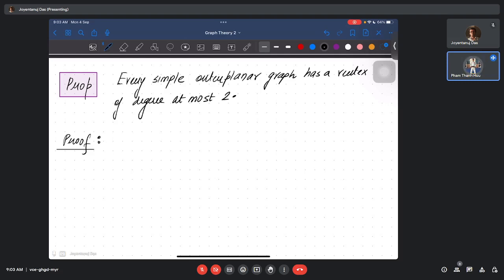Simple outerplanar graph, what does it mean? Simple is the normal simple graph. Outerplanar has the definition that all the vertices are on the outer face. It is both simple and outer planar. That is what it is saying. A simple graph does not have any loop or multiple edges.